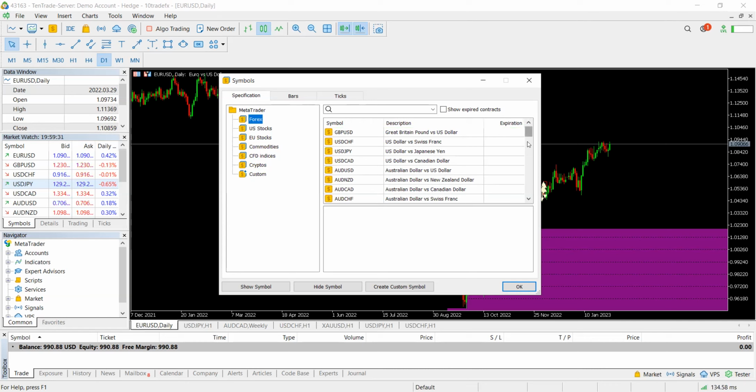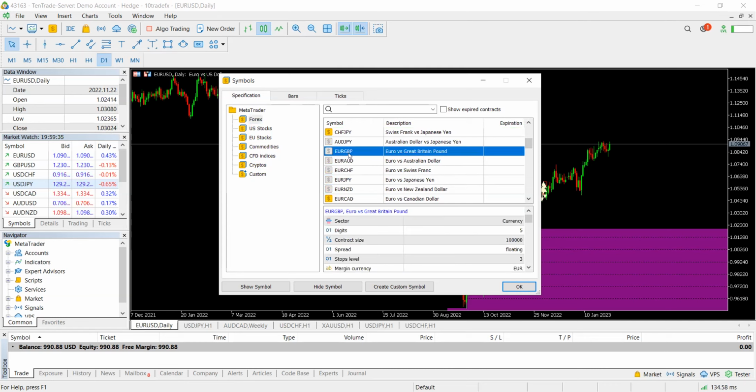So let's say I want to trade Euro GBP. By default, Euro GBP is not showing on this list. So you can see it's like gray. When you see that a currency pair is grayish, that means it is not active. You cannot load up the chart. So we have to make it active. How do you make it active? So that it will show on Market Watch.